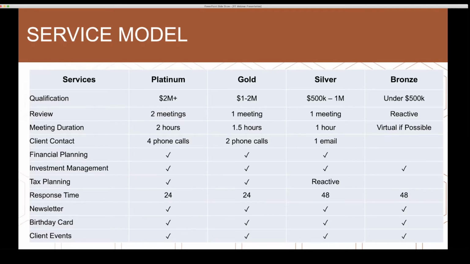Especially new hires. I always review the service model with new hires so that everybody's on the same page and they understand, right out of the gate, exactly what I just said: who we serve and how we service them.